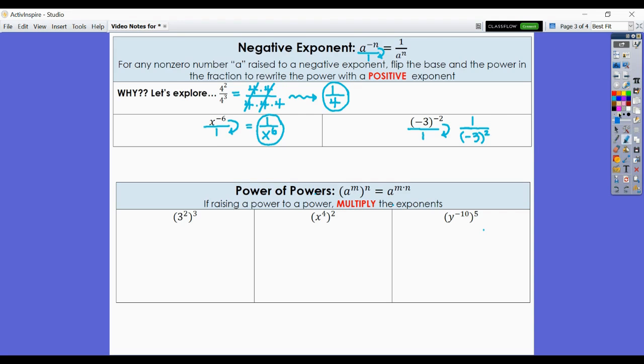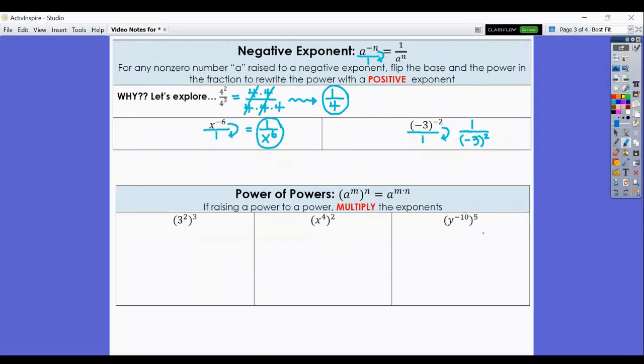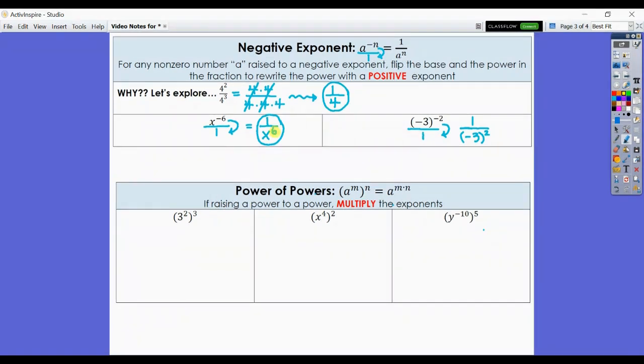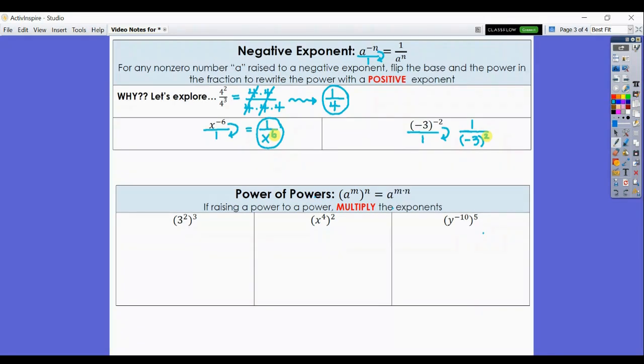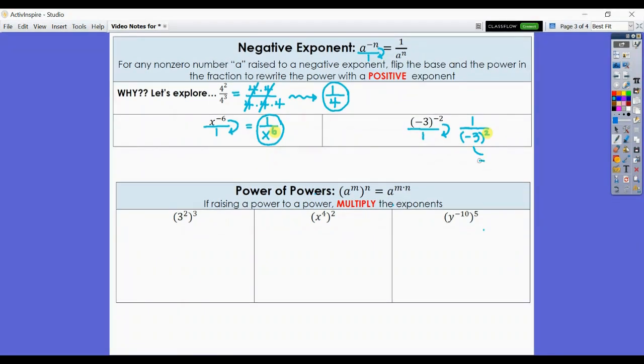So as we're going through these, it is so important that we are only adjusting the exponent from negative to positive. My base of negative 3 stays negative 3. I only adjusted the exponent to positive. Negative 3 squared is just negative 3 times negative 3, which will be a positive 9 in my denominator. So my final answer here is 1/9.